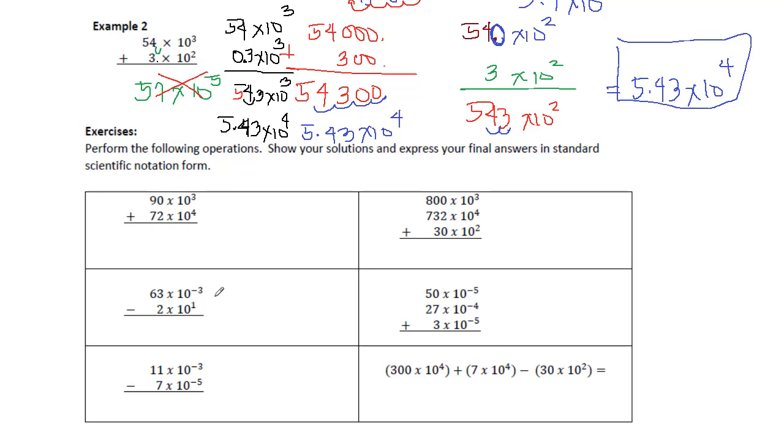So 10 to the negative 3 means I move the decimal place 2 steps towards the left. The decimal place is here. If I move 2 steps towards the left, I will be getting 0.63, right? 1, 2, 3. Okay, 63 is now written as 0.063. And 2 times 10 to the 1 means I just move the decimal place 1 step to the right. So instead of 2, I'll have now 20.